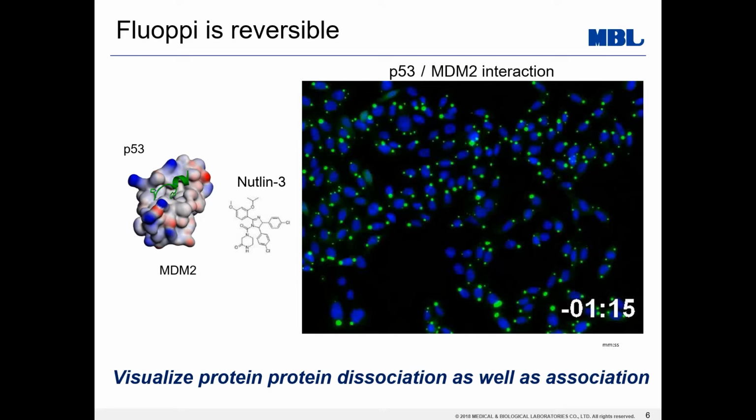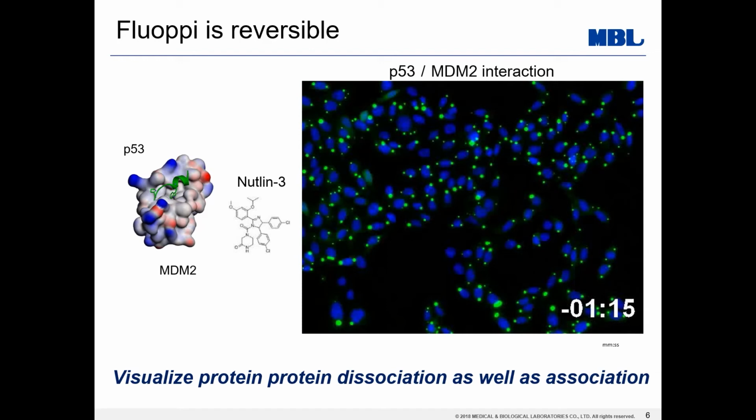Formation of puncta is reversible. This is an example of p53 and MDM2 interaction inhibited by NUT23. p53 peptide and a partial region of MDM2 were fused to Ash tag and Azami-Green, respectively. An engineered cell line expressing the construct was developed from the CHO-K1 cell line.